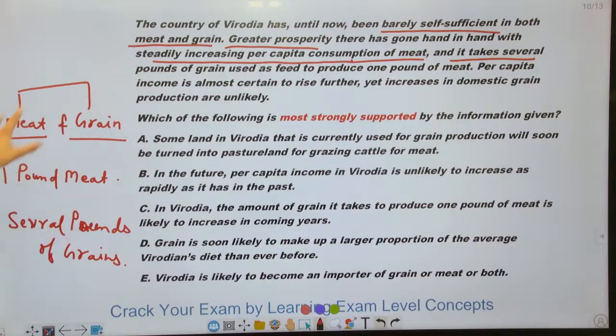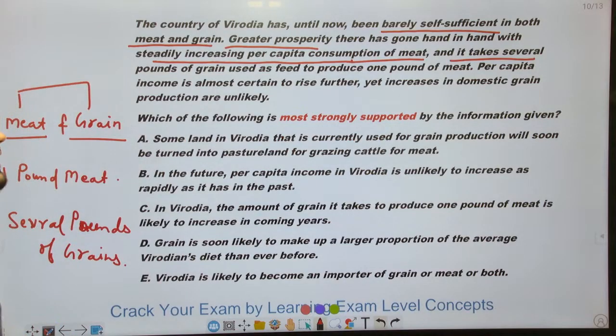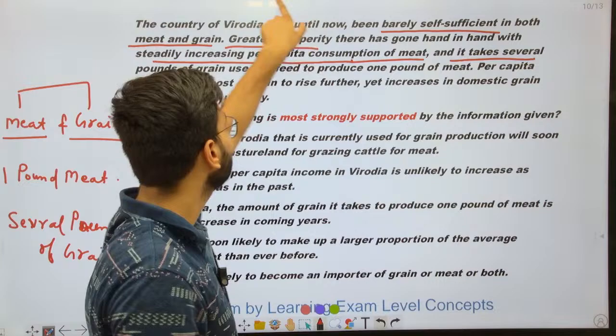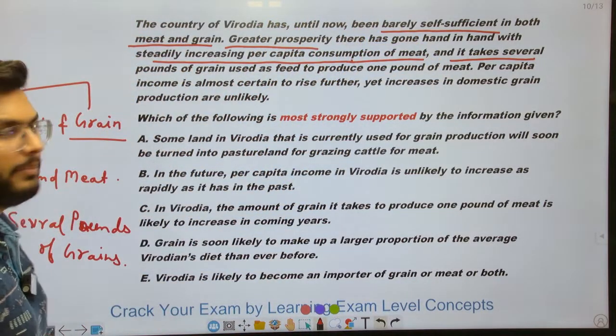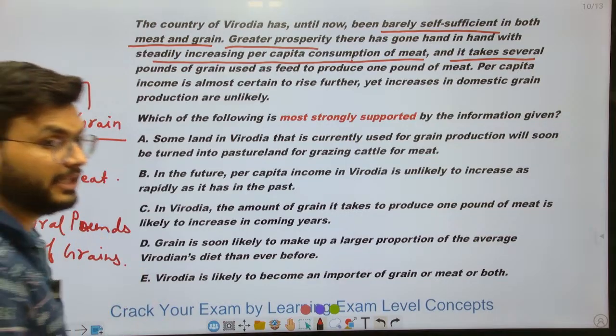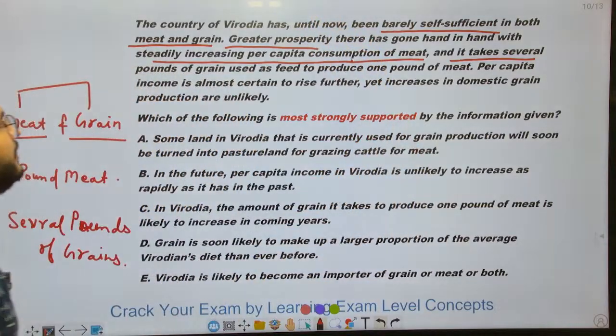It might be possible people have become prosperous, but then also I need to believe that the city or the state or the country is only barely self-sufficient in both meat and grain. People there might become prosperous and their consumption of meat increased, but then also they are only barely self-sufficient. Okay, then what is happening?